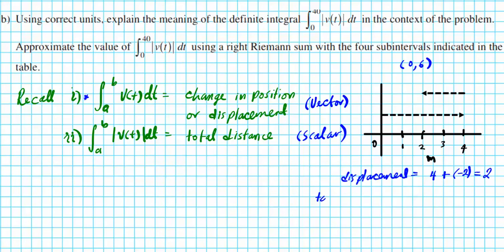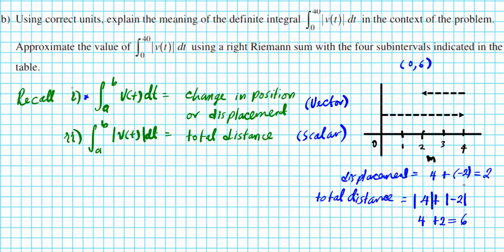Now, what about the total distance? Total distance doesn't keep track of sign. Everything is positive, so to speak. So you go 4 units to the right, 4 plus, going back 4 units. So in order to make sure that we're not considering the sign, we can just basically take the absolute value of that, plus, going back 2 units, you take the absolute value of negative 2. All right, and then this becomes 4 plus 2, which is 6.